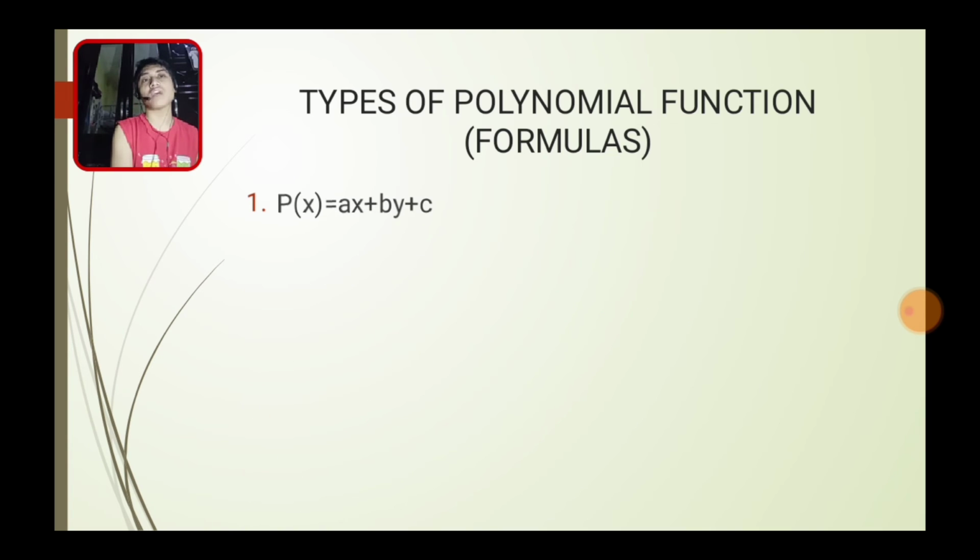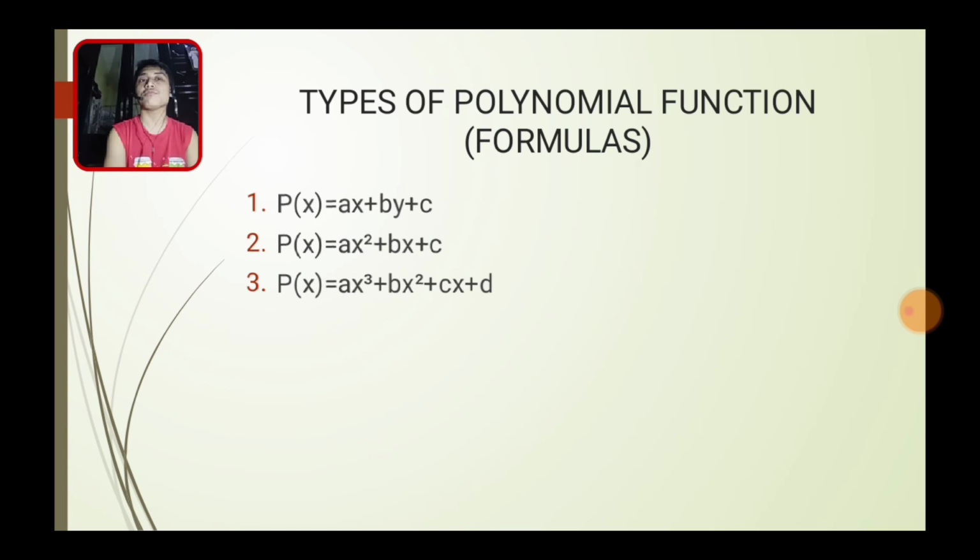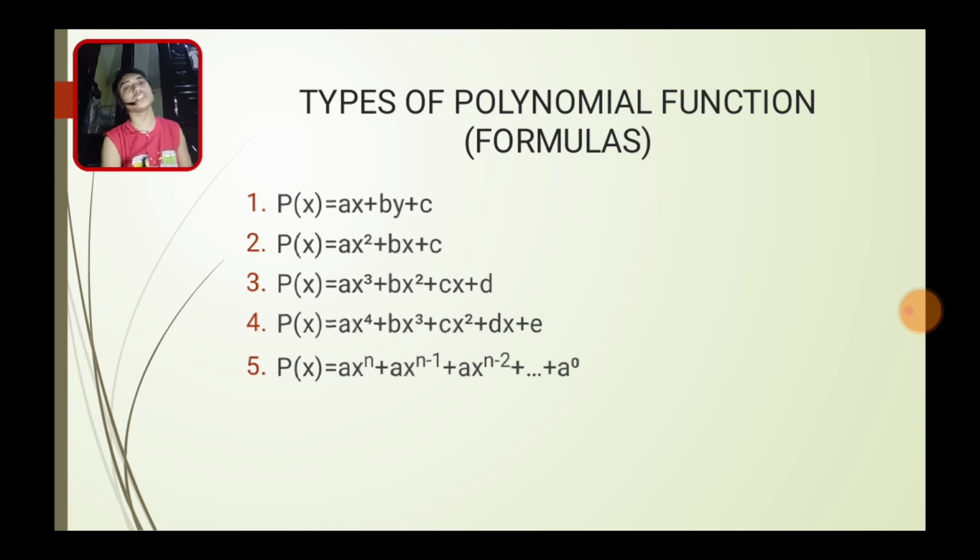We have the linear function: ax plus b. Next, the quadratic function: ax squared plus bx plus c. Next, the cubic function: ax cubed plus bx squared plus cx plus d. Next, the quartic function: ax fourth plus bx cubed plus cx squared plus dx plus e. That is the polynomial function we are talking about. It can be linear; it is all in one, as they say.